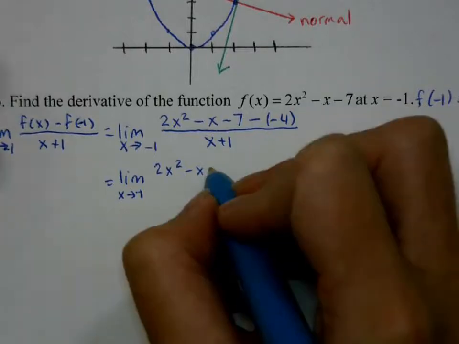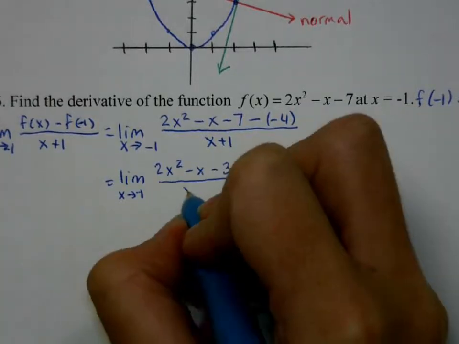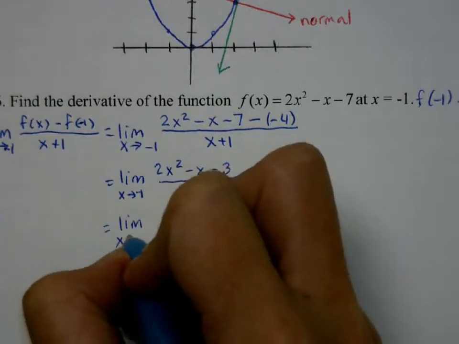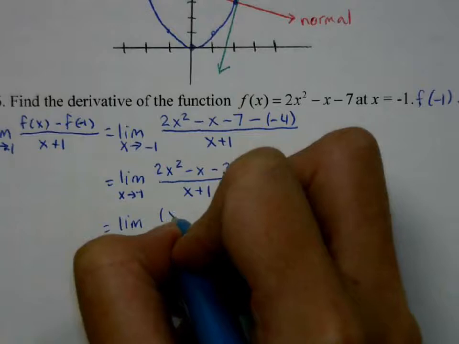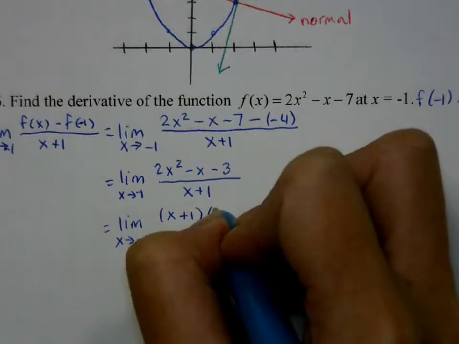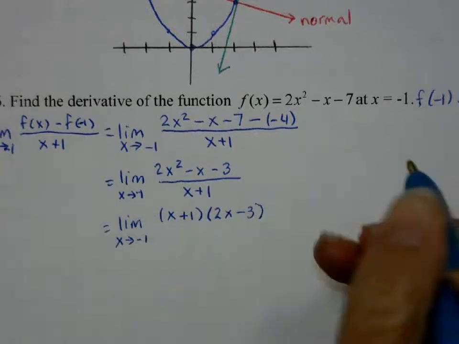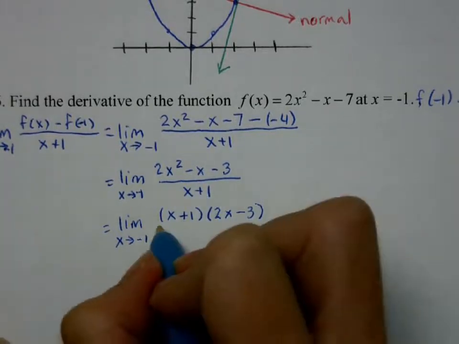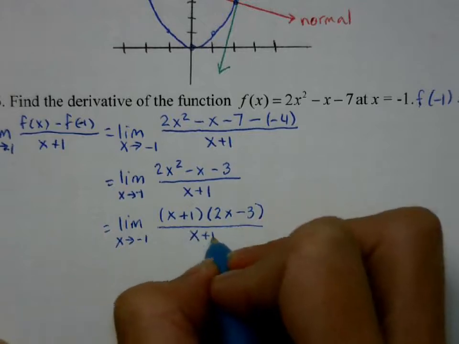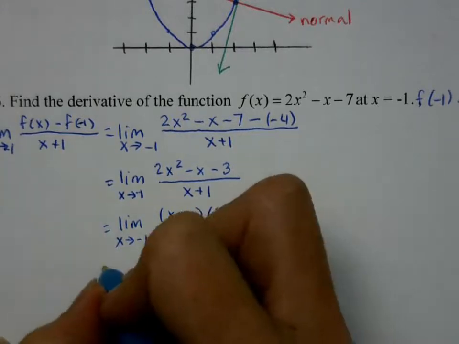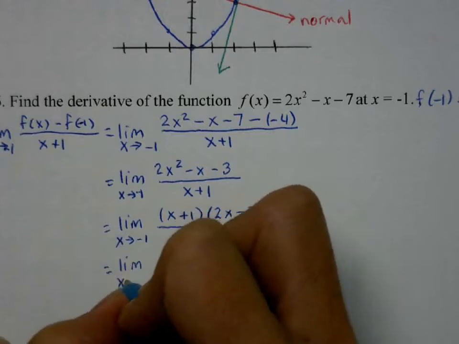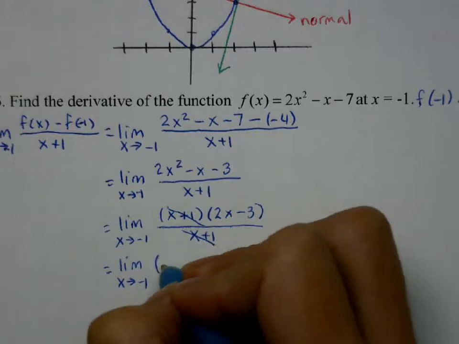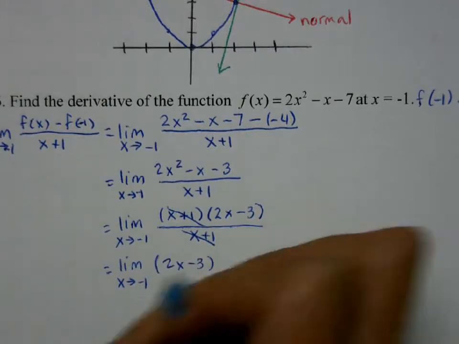Okay, again, we're going to need to factor. X plus 1 better be one of the factors, which means 2x minus 3 is the other one, and you can double check to make sure that middle term works out. Okay. So we have the limit as x goes to negative 1. These guys go away, so just 2x minus 3, which is 2 times negative 1 minus 3, is negative 5.